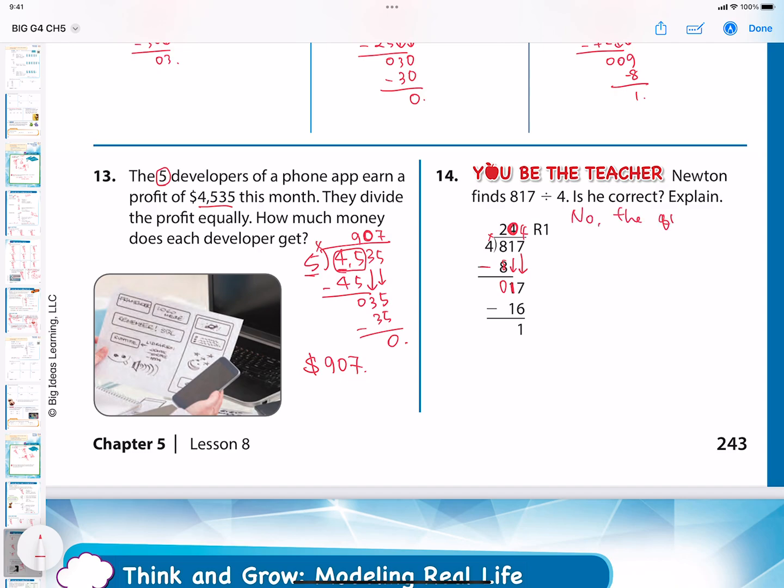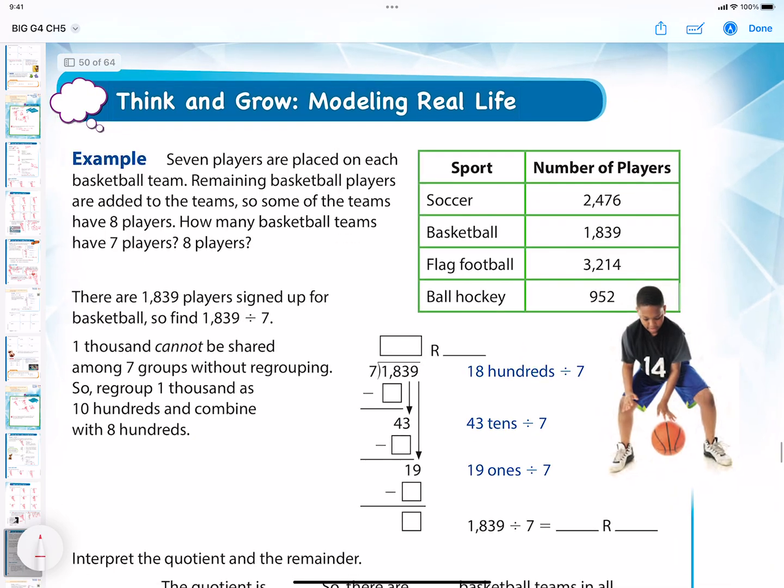The quotient needs to be 204, not 24. Okay, that was his mistake. And remainder 1. All right, let's move on to the next question.